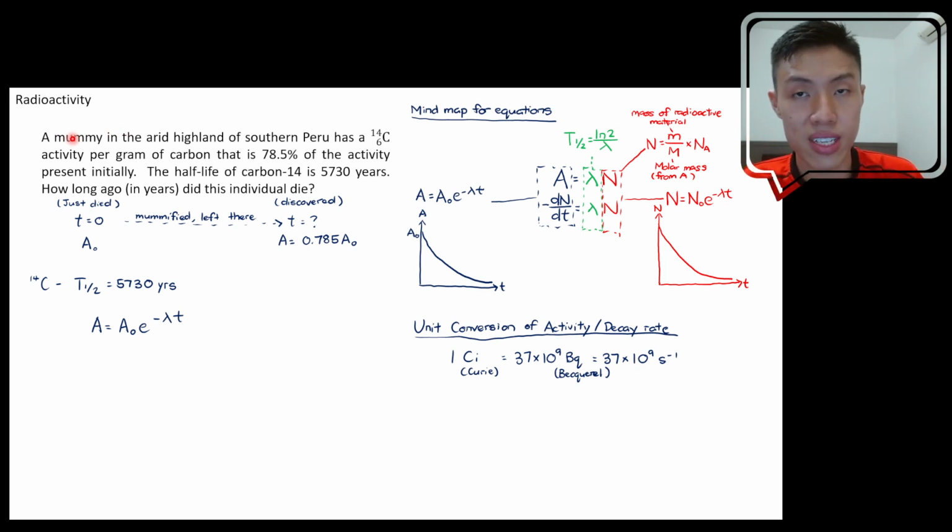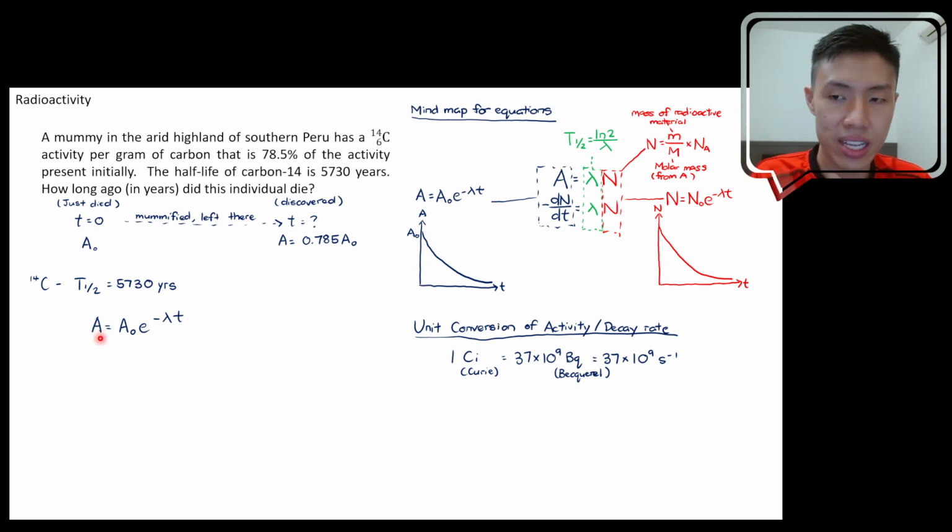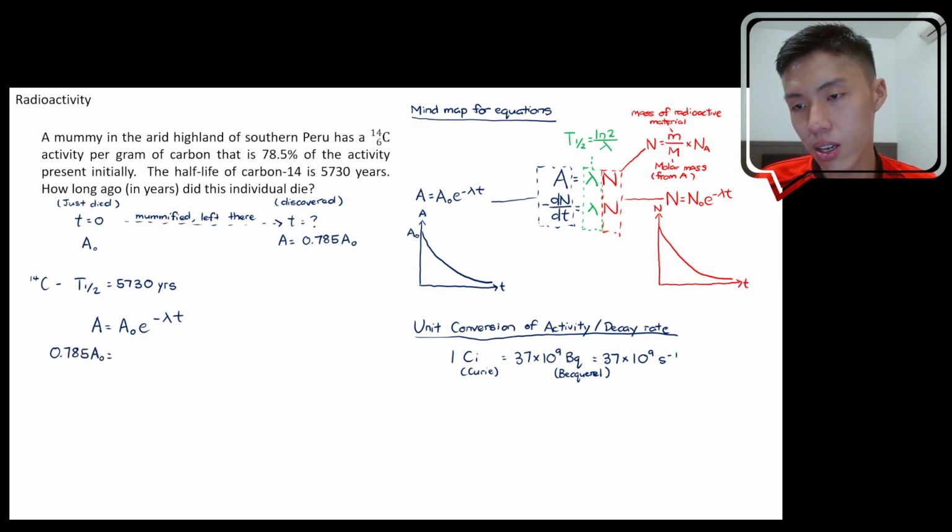Even though they are different samples, you can compare them because they are the same 1 gram of carbon-14. So when they say per gram, you don't need to worry too much about it. It's just a way for us to compare the activity at present time and the activity of a mummified corpse discovered a long time later. So the activity here can be written as 0.785 A naught, equal to A naught e to the power negative lambda t.